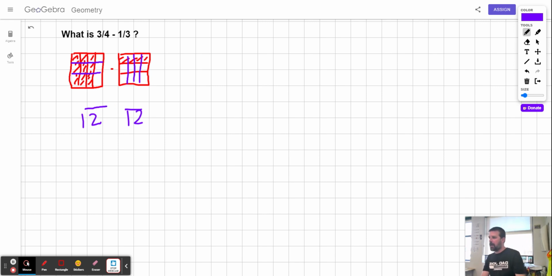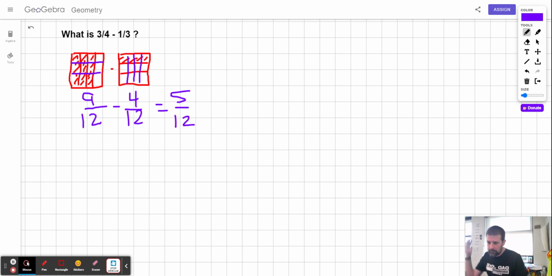Okay, and I can just count up how many boxes in each. So this one used to be 3 out of 4, but now it's 1, 2, 3, 4, 5, 6, 7, 8, 9 out of 12, and that is an equivalent fraction to 3/4. I just proved it right there. And this one used to be 1 out of 3, but now it's 1, 2, 3, 4 out of 12 total. Now that becomes very easy to answer because it's just 5/12.